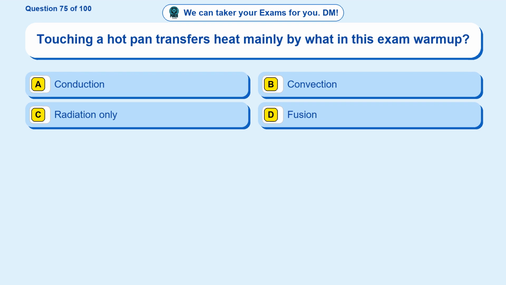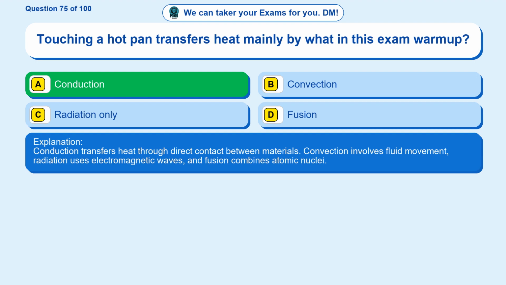Question 75. Touching a hot pan transfers heat mainly by what in this exam warm-up? Option A, conduction. Option B, convection. Option C, radiation only. Option D, fusion. The correct answer is option A. Conduction. Conduction transfers heat through direct contact between materials. Convection involves fluid movement, radiation uses electromagnetic waves, and fusion combines atomic nuclei.